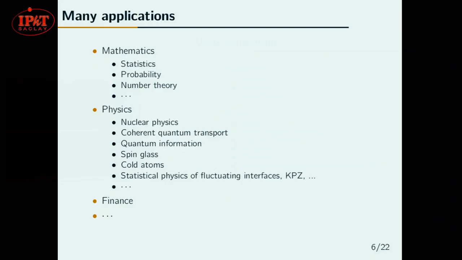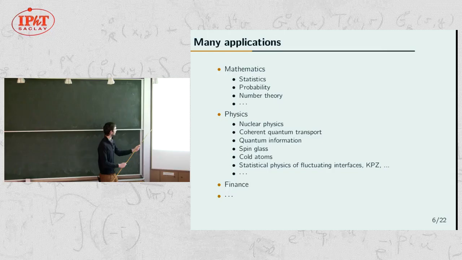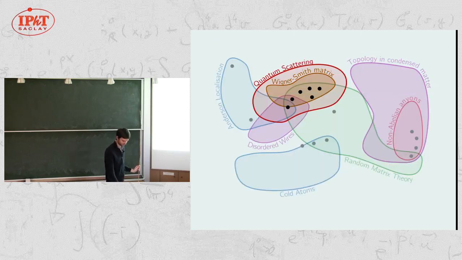So for example, here I list a few in mathematics or in physics where I'm interested. So there's also nuclear physics. I've worked on quantum transport. There is also quantum information, spin glasses. I've slightly explored cold atoms, and also in statistical physics I've looked at some applications here. So I will briefly describe a few of them in the following to give you quite an overview of the questions I've been interested in and the type of problems I've encountered.